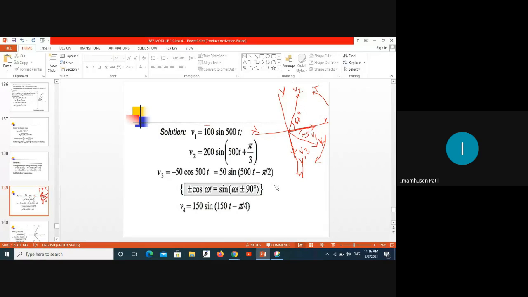Next V2: 200 cos 60. Then V3: cos pi by 2. Then V4: cos pi by 4. You add all those things.